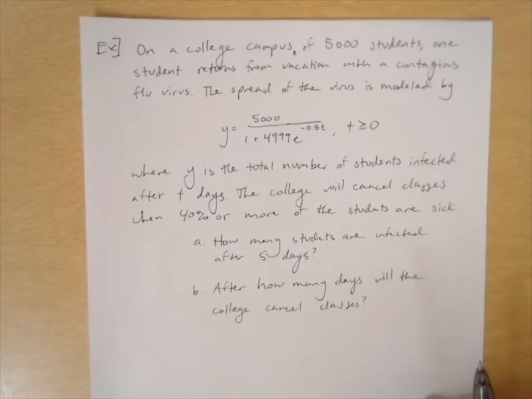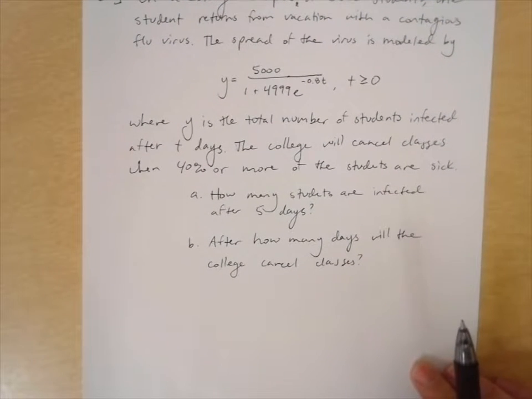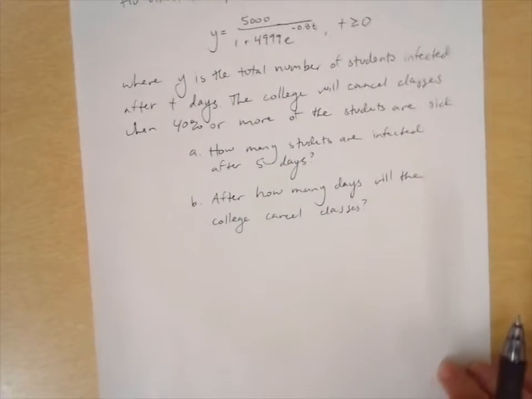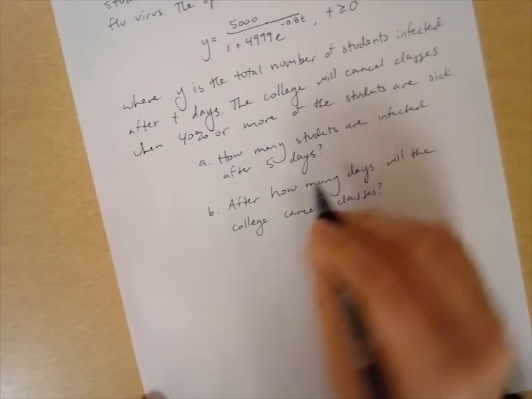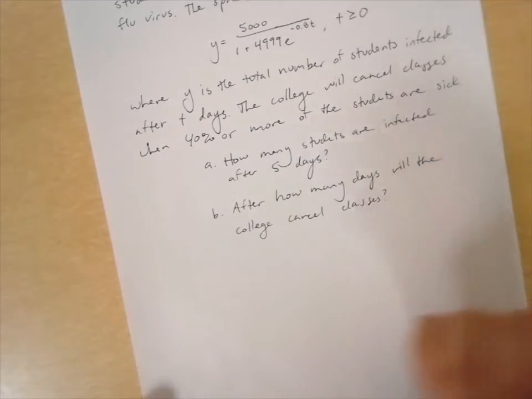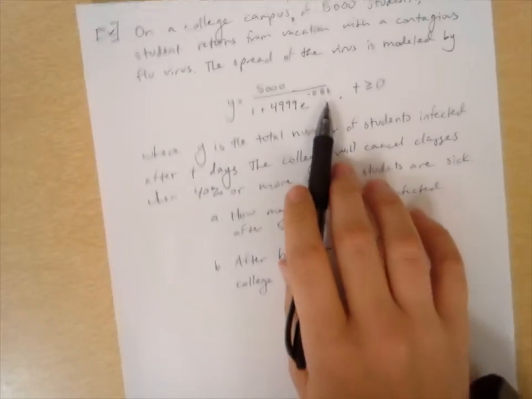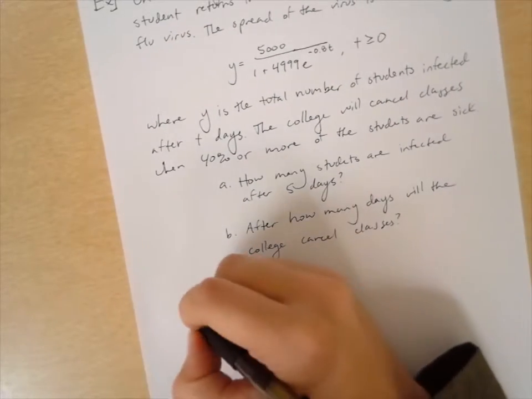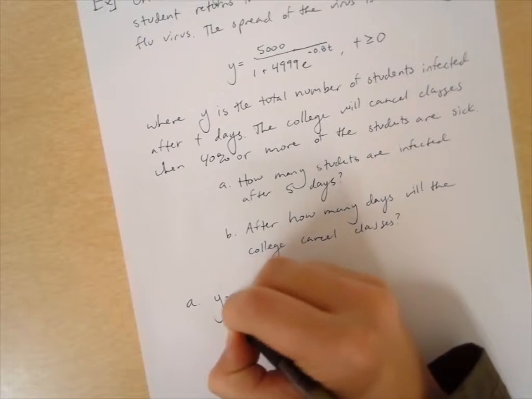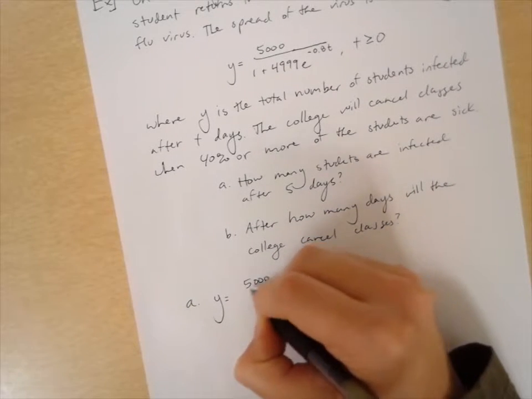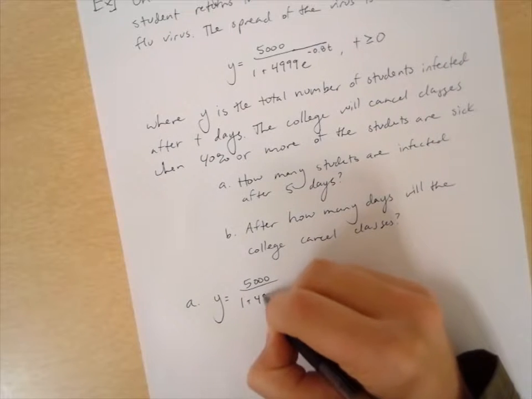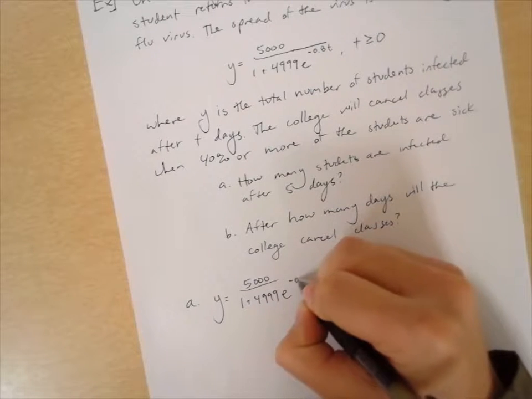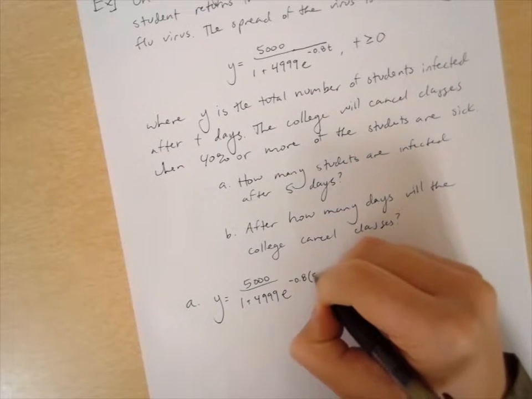And we're asked to answer the two questions. How many students are infected after 5 days? After how many days will the college cancel classes? Okay, so to tackle part A here, after 5 days, well, they give us a value for a variable. They give us a value for time. So you guessed it, we're going to take that value and substitute it into our model. So for part A, we can say that y equals 5,000 over 1 plus 4,999e to the negative 0.8 times 5.